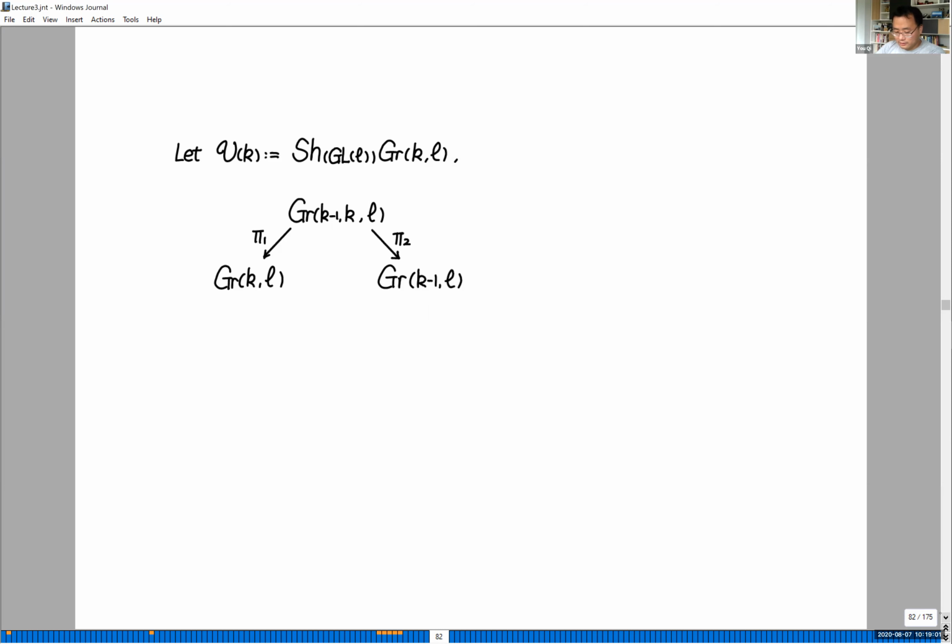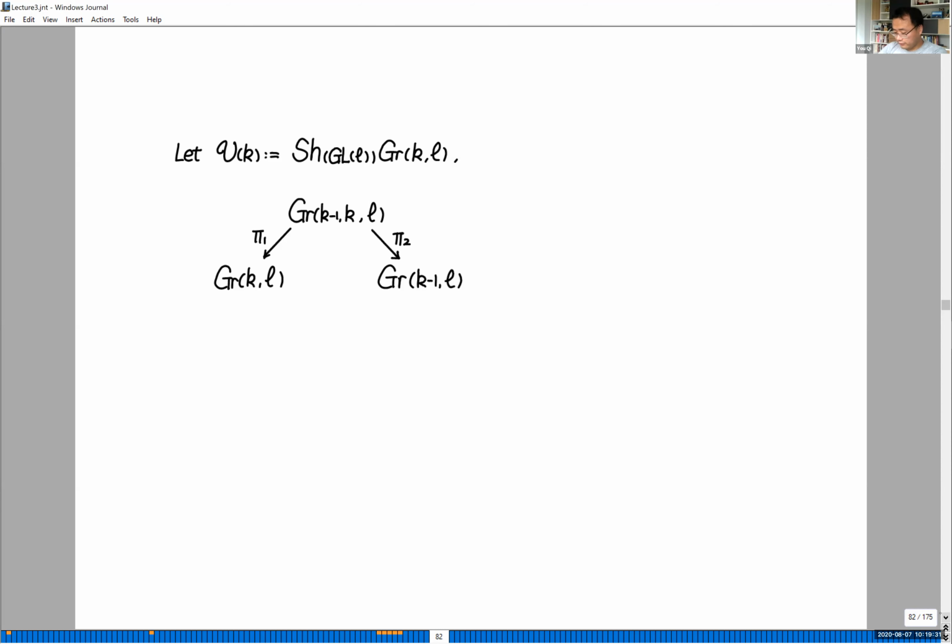Then the Grassmannian of K-1 and K planes, the two-step Grassmannian, serves as the so-called incidence variety between these two varieties. The variety of K-1 planes sitting in K planes sitting in C^L has two natural forgetful functors: pi1 forgets the K-1 dimensional plane, and pi2 forgets the K-dimensional plane.